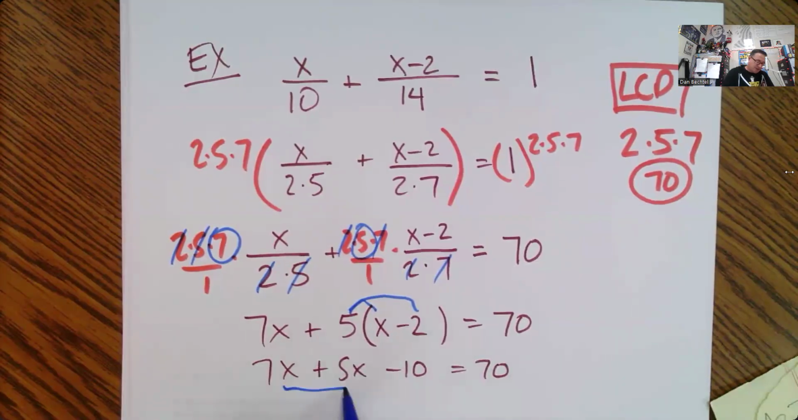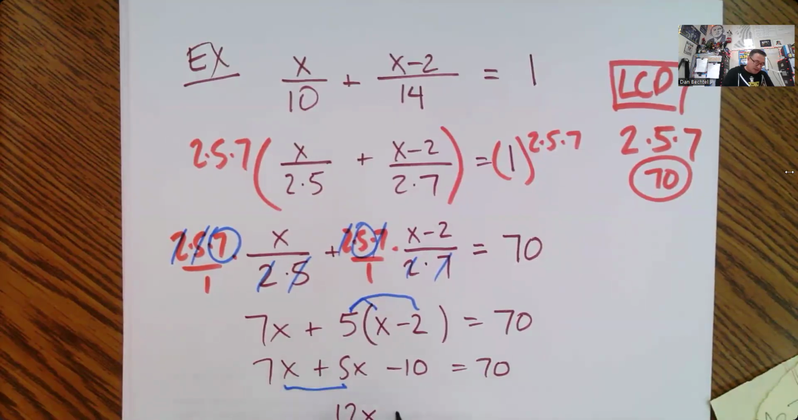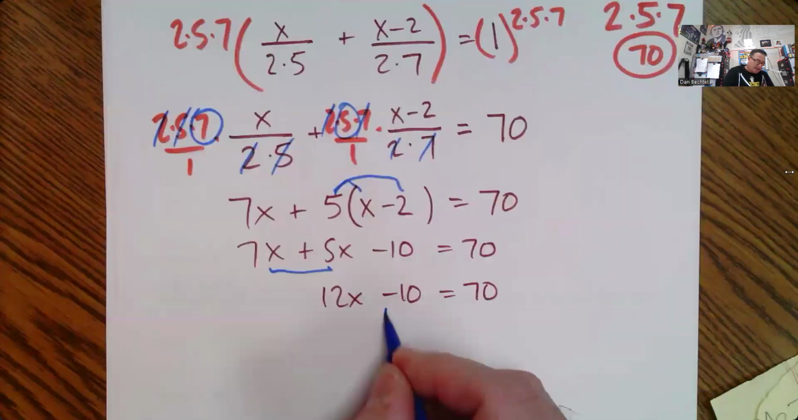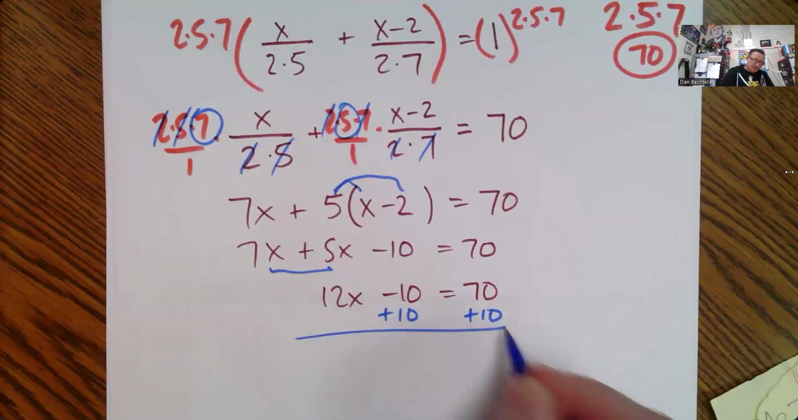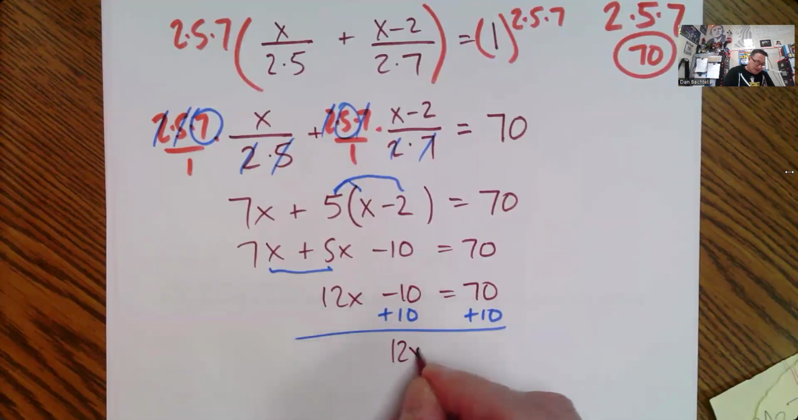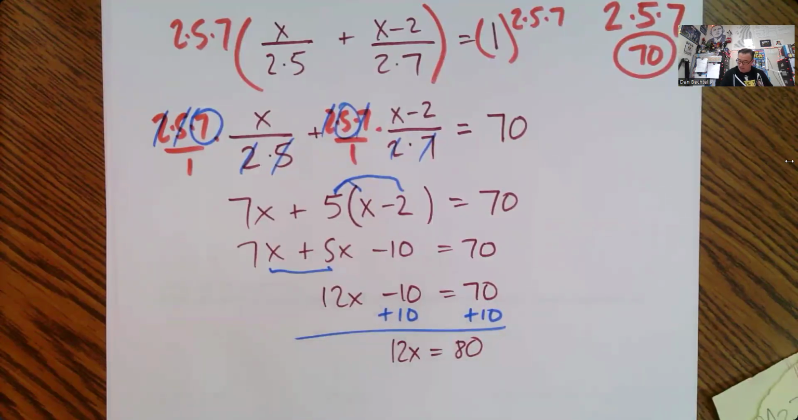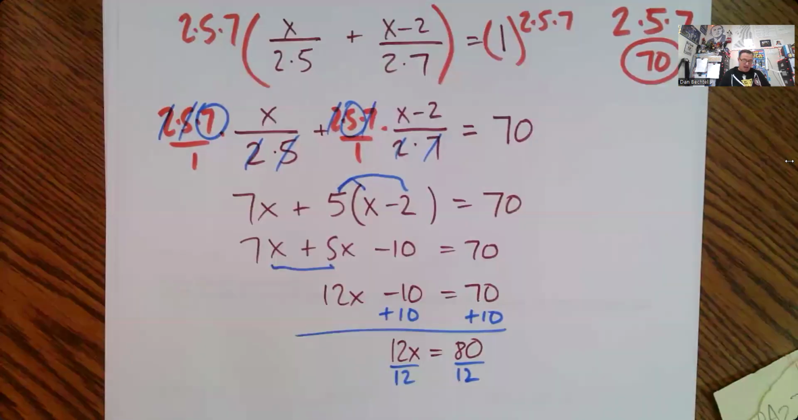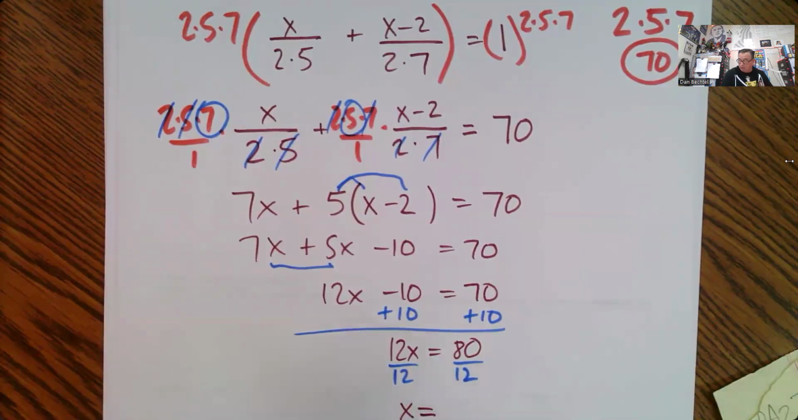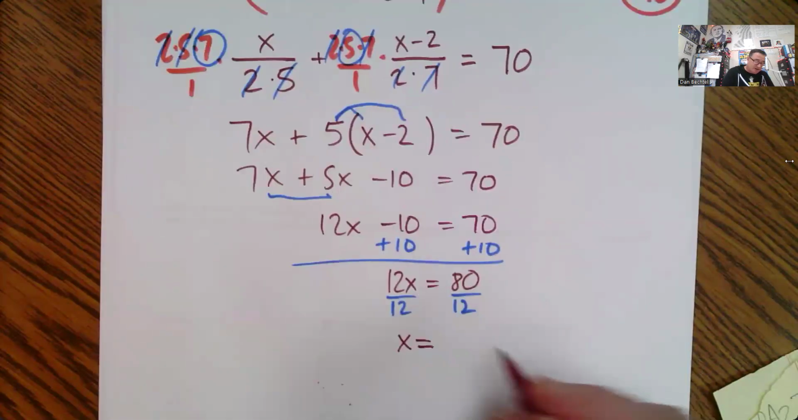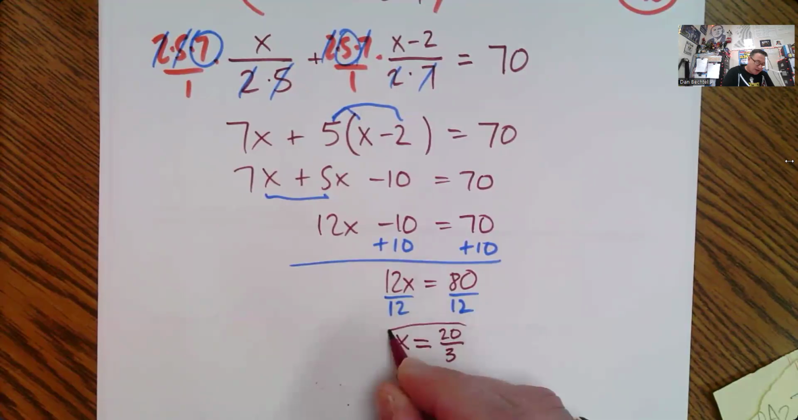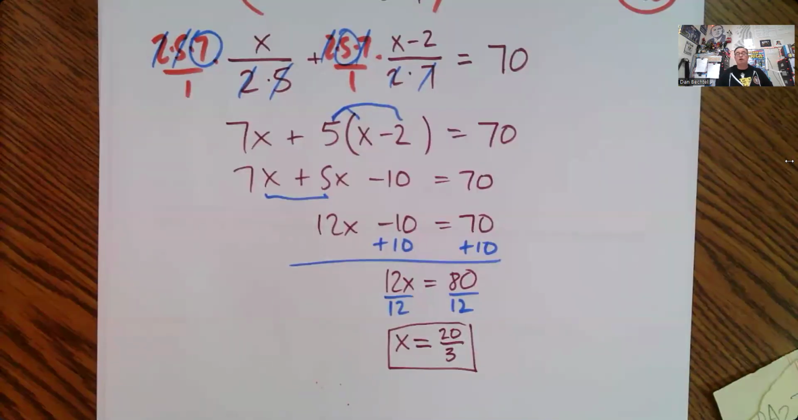Then I'm going to combine my like terms here and get 12x minus 10 is equal to 70. Then I am going to add that 10 to both sides. And I'm going to get that 12x is equal to 80. And then I'm going to take both sides of this and divide by 12. Now, 80 doesn't actually divide evenly by 12, but it does reduce because they both divide by 4. So that means at the end of this, this divided by 4 is going to give you 20. This divided by 4 is going to give you 3. So my final answer for this is 20 over 3.